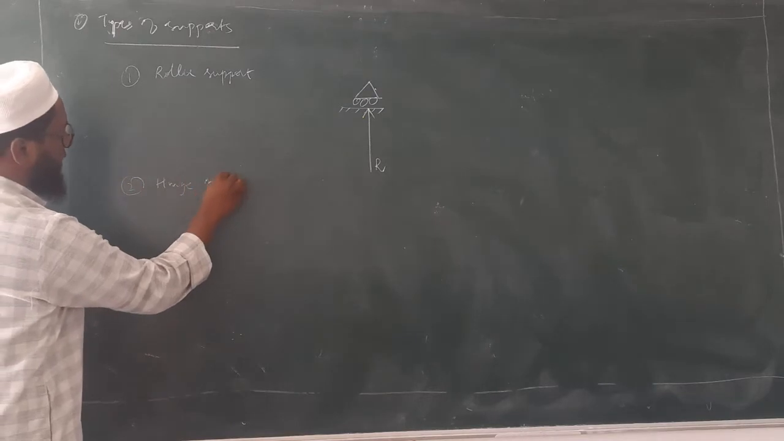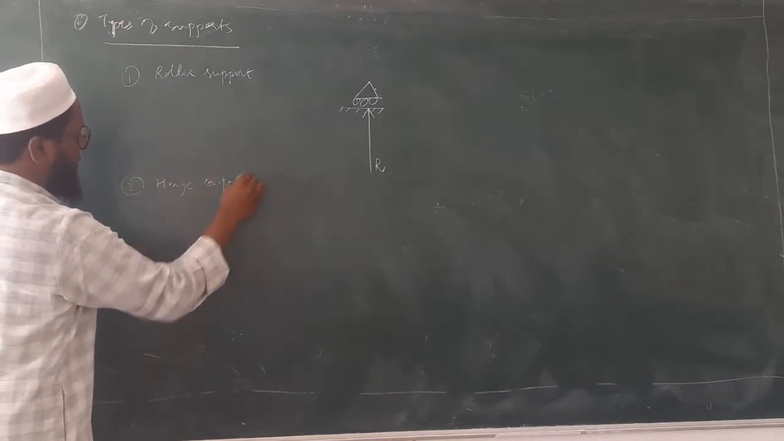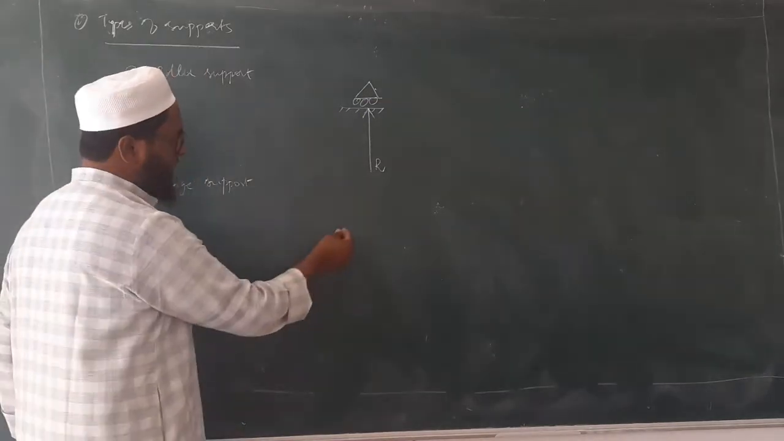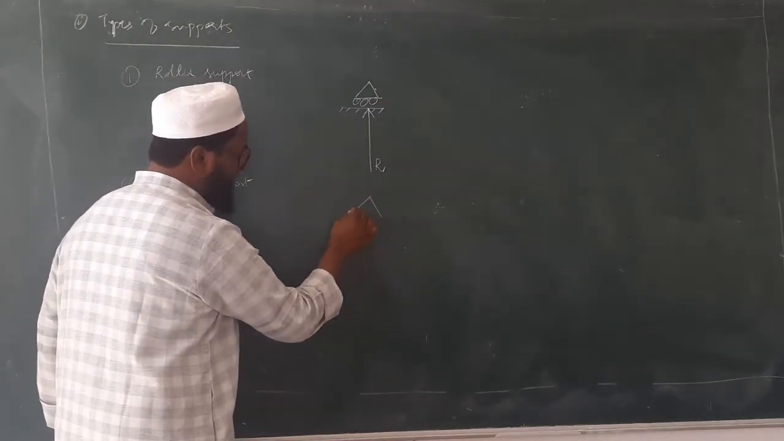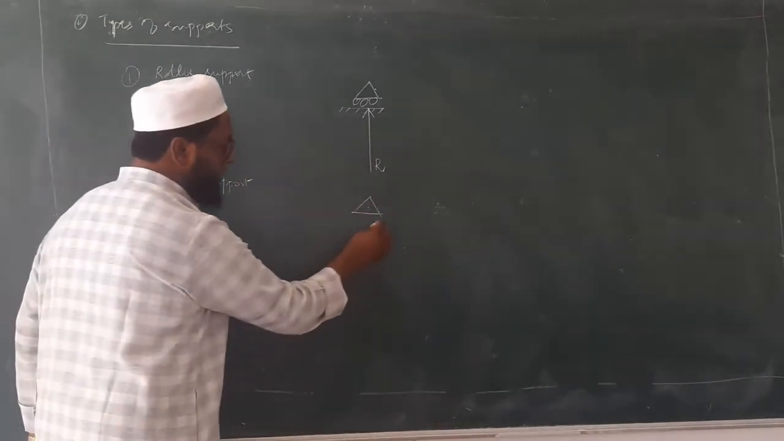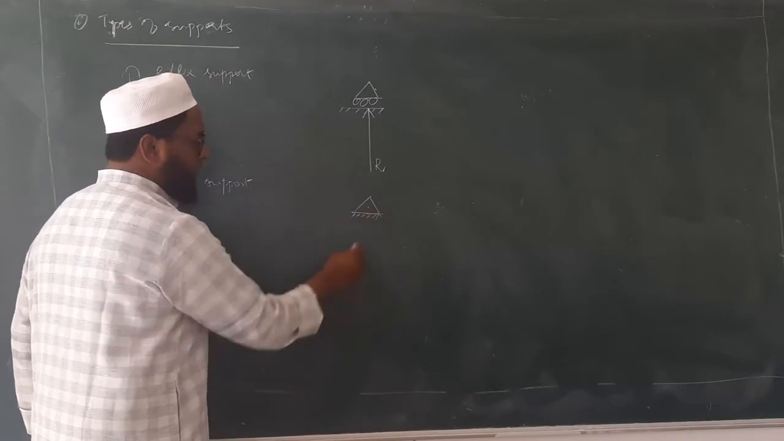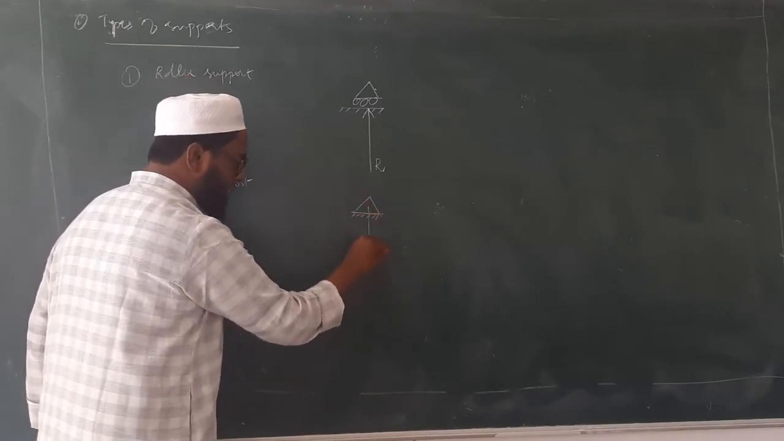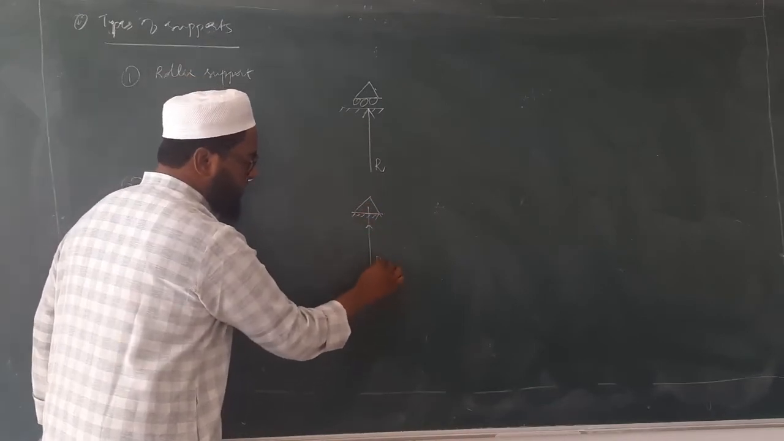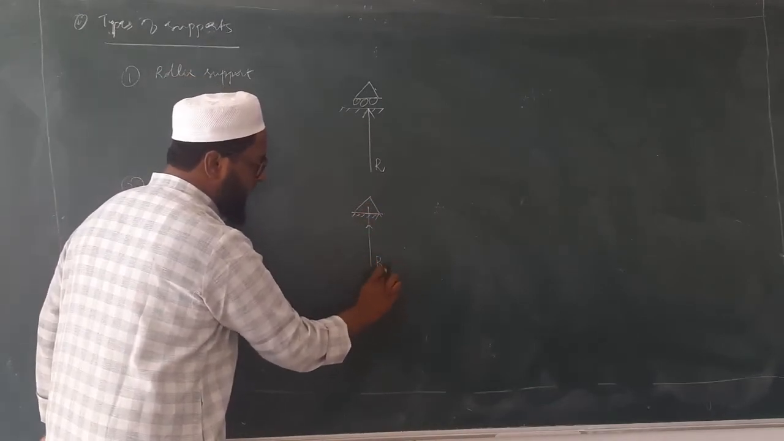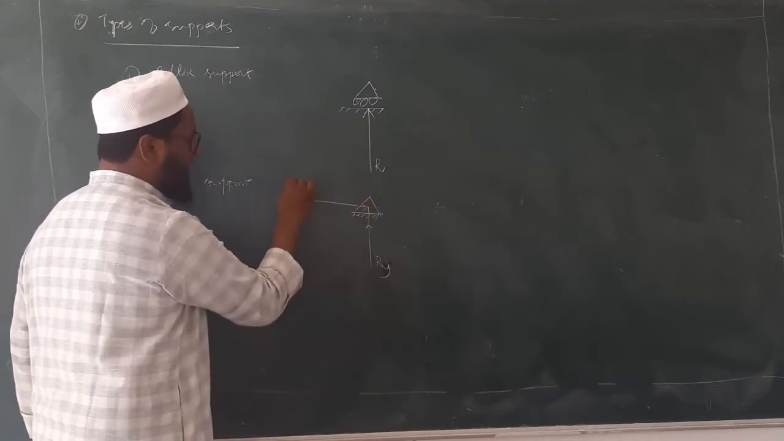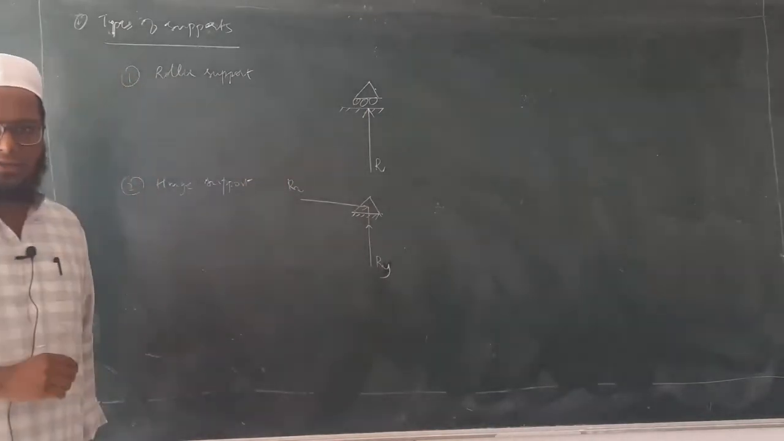hinge support. What do you mean by hinge support? We denote hinge support in this fashion. Hinge support is something wherein we'll be having two reactions. One will be vertical, suppose this is Ry, and another reaction will be in the horizontal direction. This will be Rx. Okay.